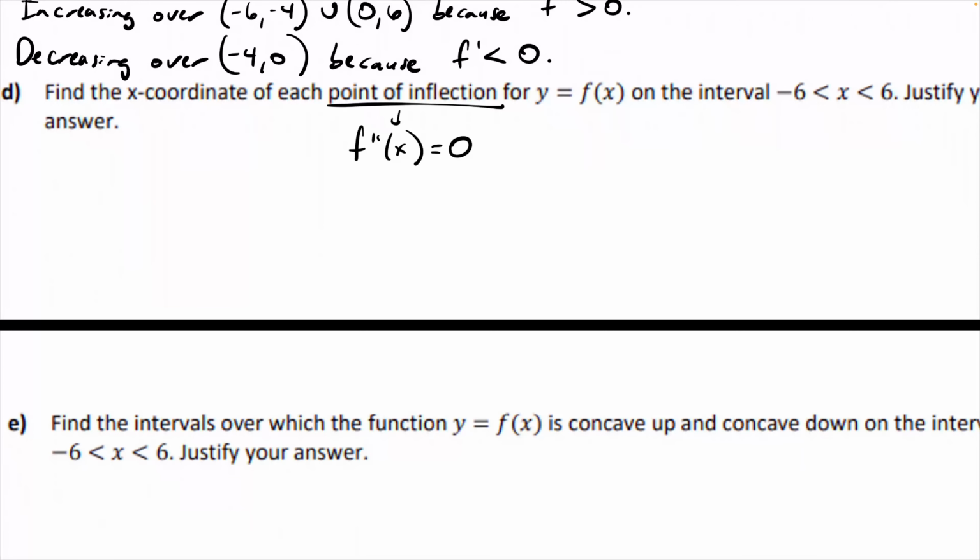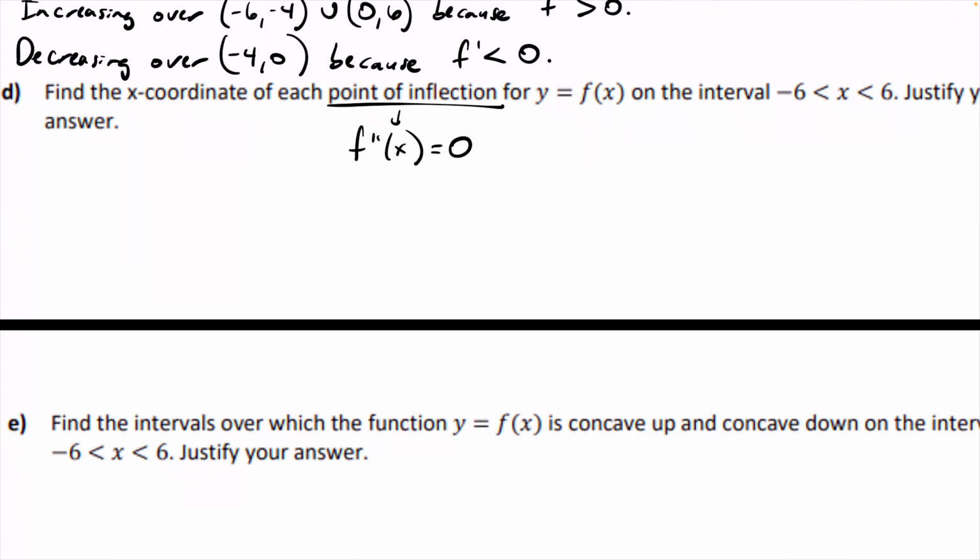Go back to our example. Tell me how you would find point of inflection for this guy. What are your steps? So first thing you got to do is find the first derivative. Second thing you got to do is find the second derivative. And then you set it equal to 0. Set the second derivative equal to 0, right? That's what we do, right?